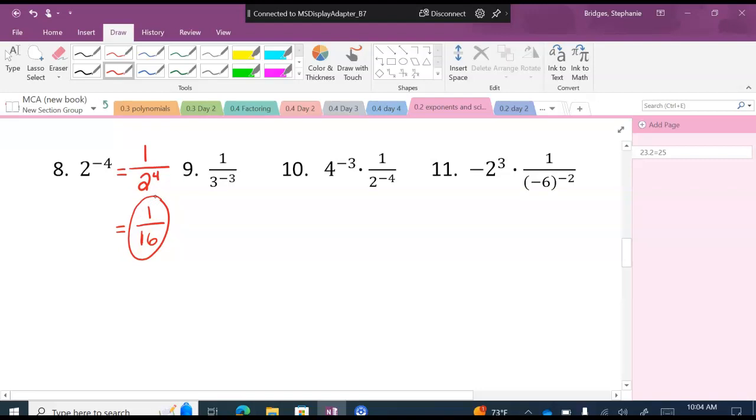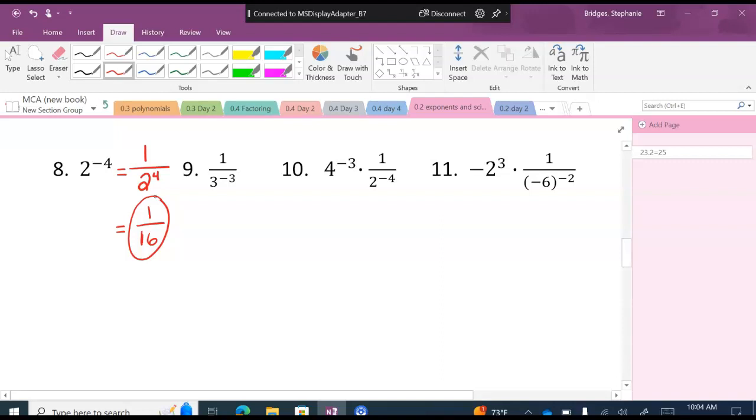Is everybody ready with their calculator? Hit 2. Hit your exponent key. Hit negative 4 and hit equals. I got a decimal. Did everybody else get a decimal? Okay, we don't want decimal answers.